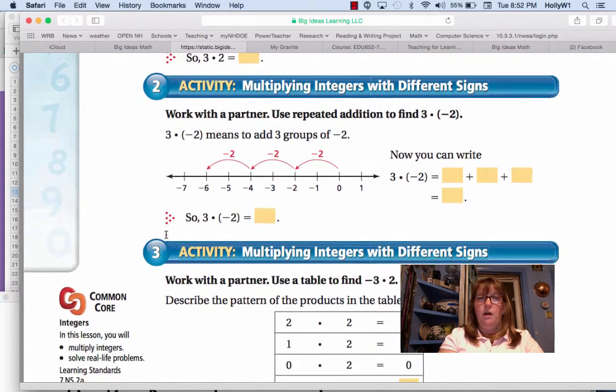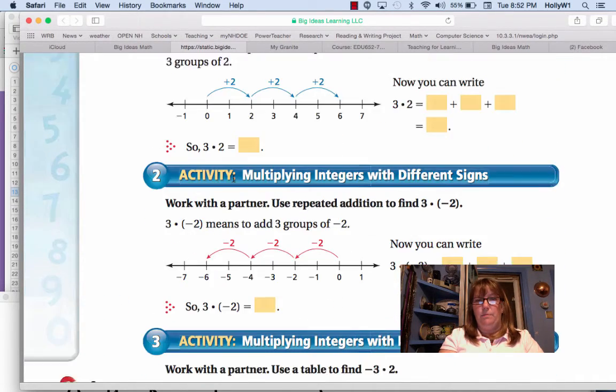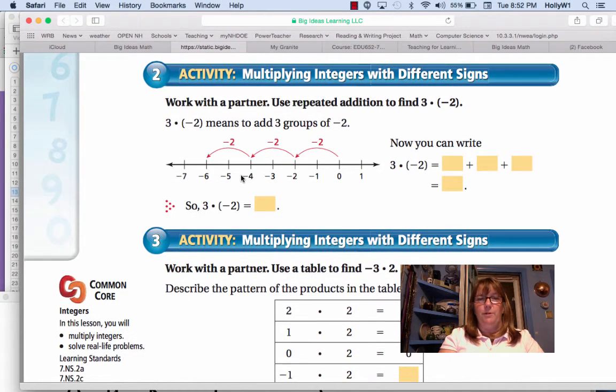We've done that before. That's what happens when you multiply integers with the same sign and they're positive. Let's talk about multiplying integers with different signs. Well, it's kind of the same idea. In this case, we have groups of -2's. So if we start from 0 and we go to -2, that's one group of -2. If we add another group of -2, that goes to -4, and another group, so 3 groups of -2 brings us to -6. So we can write this as 3 times -2, which is equal to -2 plus -2 plus -2.